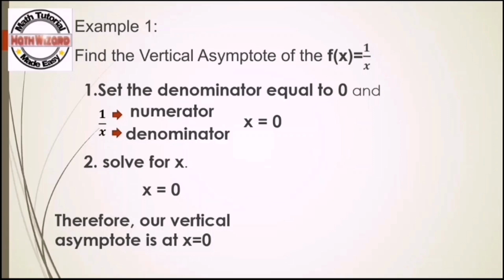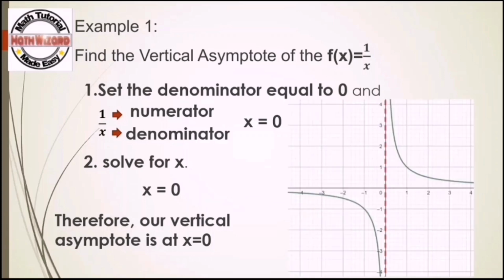So if we are going to graph that one, just like what I told you, it is a vertical line, a broken line from x is equal to 0. And so the graph looks like that, the red one. And then the actual graph of the rational function is the green one.